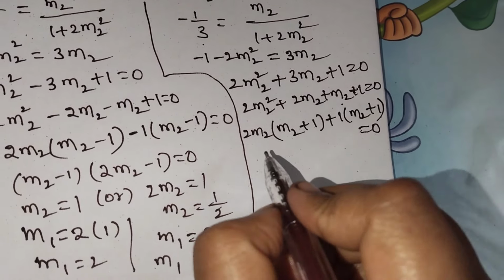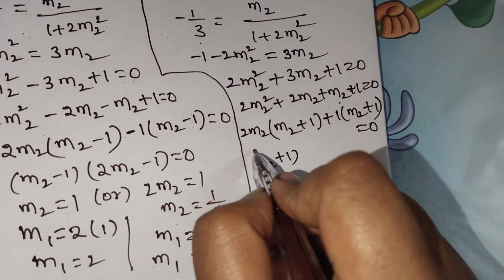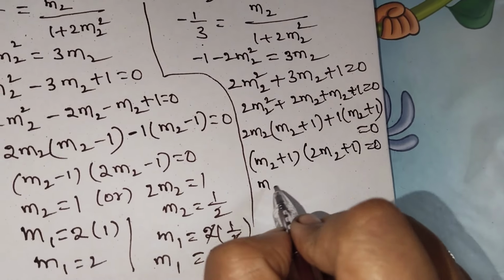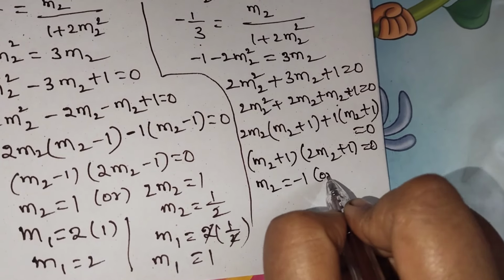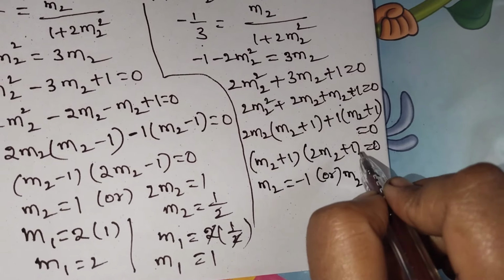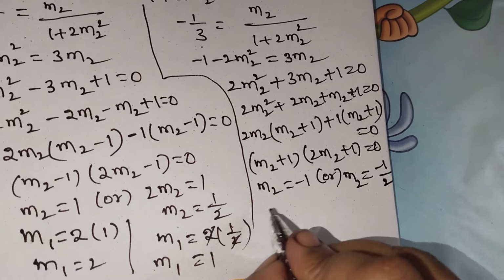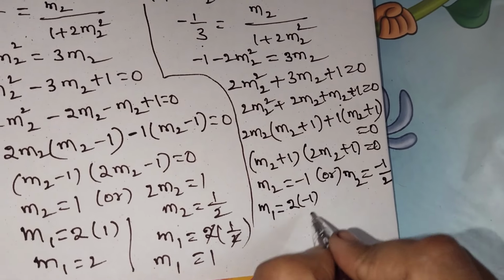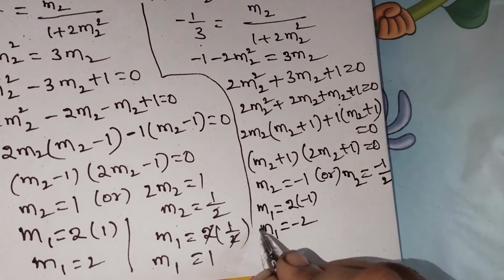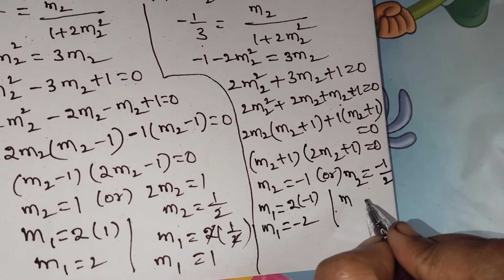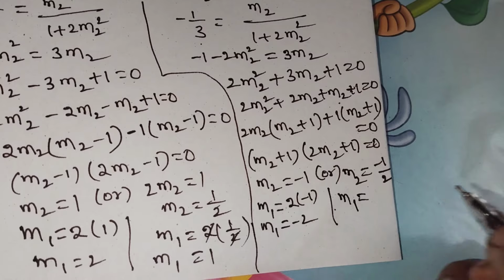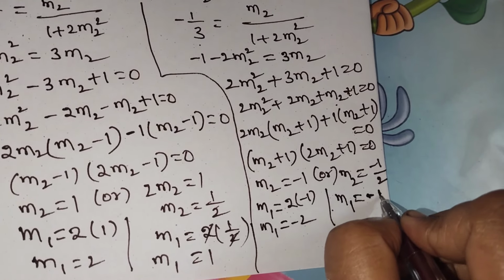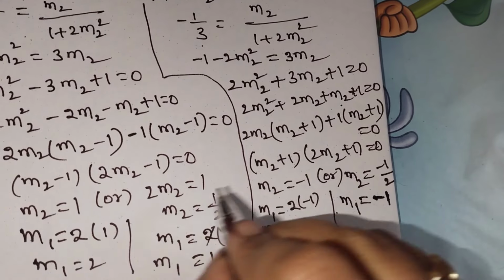Again m2 plus 1 is common. Take m2 plus 1 common. Remaining is 2m2 plus 1, that equals 0. So m2 is equal to minus 1, or one more, m2 is equal to minus 1 by 2. When m2 is minus 1, then m1 is 2 times m2, 2 times minus 1, that is minus 2. m1 is minus 2. And when m2 is minus half, then m1 is 2 times minus half, so that is minus 1. So these are the slopes.